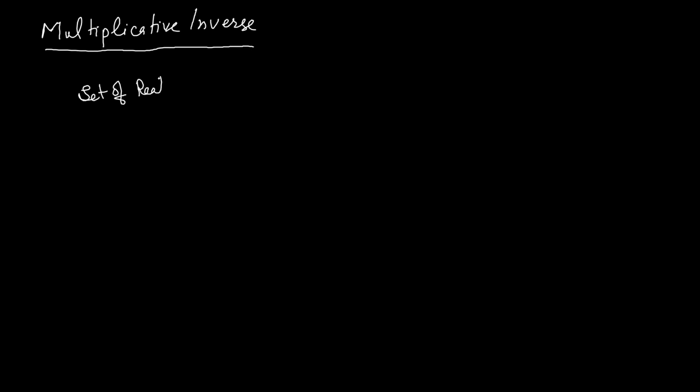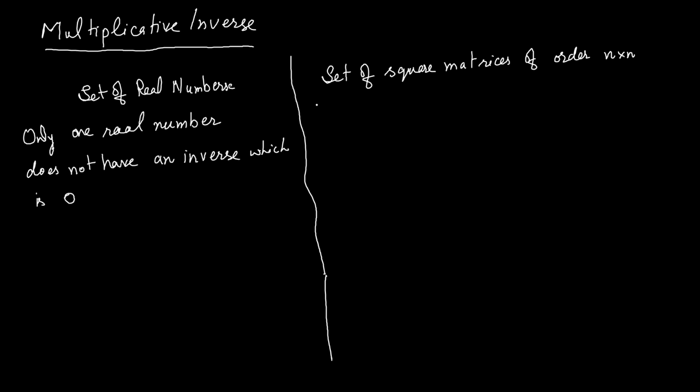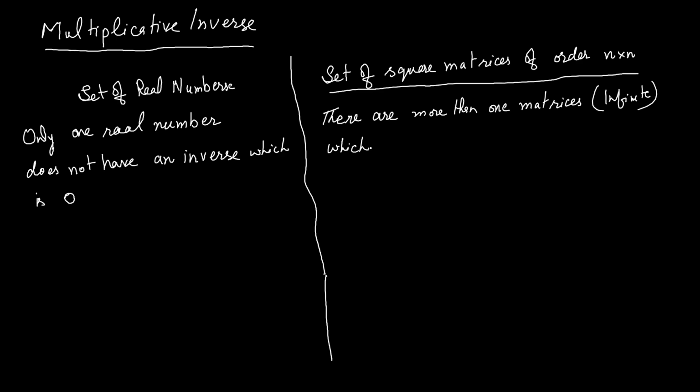Let us compare side by side. Only one real number does not have its multiplicative inverse. It is the number 0. For the set of matrices of order n, there are many matrices, in fact an infinite number of matrices, which do not have an inverse. 0 is one of them.